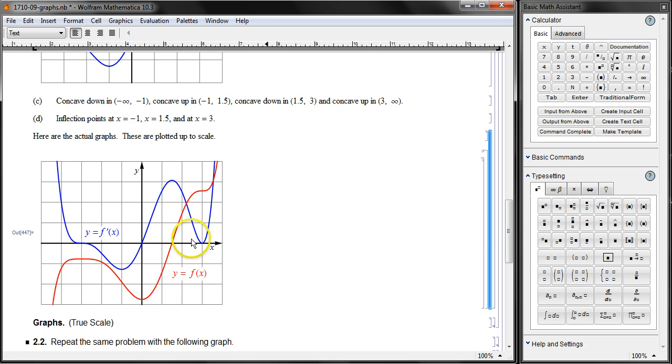How about the graph? Let's see. From here to about here, concave down, can you see? -infinity to -1, concave down. And then -1 to about 1.5 over here, concave up. From 1.5 to 3, concave down. We have this inflection point, which is also a critical point, and concave up.